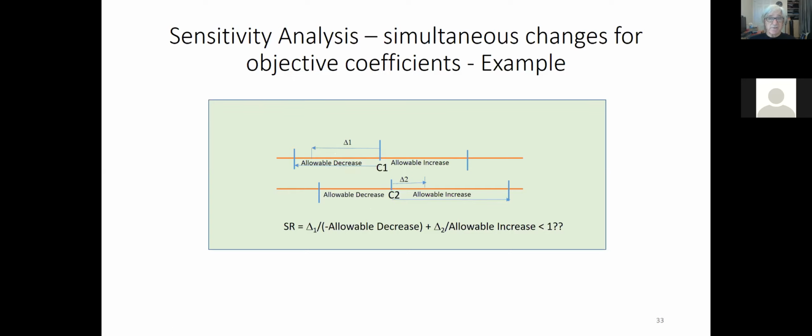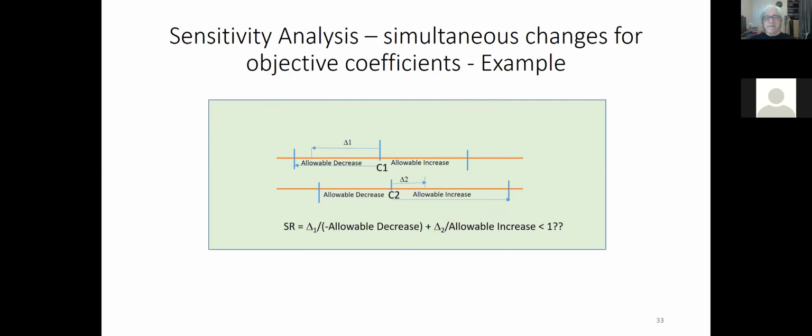And the question is the same as in the single coefficient change. Is the optimal solution going to change because of these two together? It's not that they are occurring one at a time. Notice that if they were taking place one at a time, each one alone is not causing any change in the optimal solution because it falls inside the allowable decrease here and inside the allowable increase here. The question is what happens when it's together.